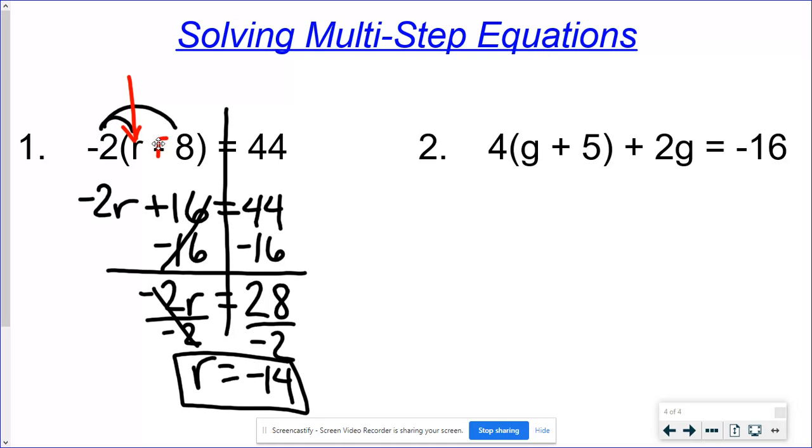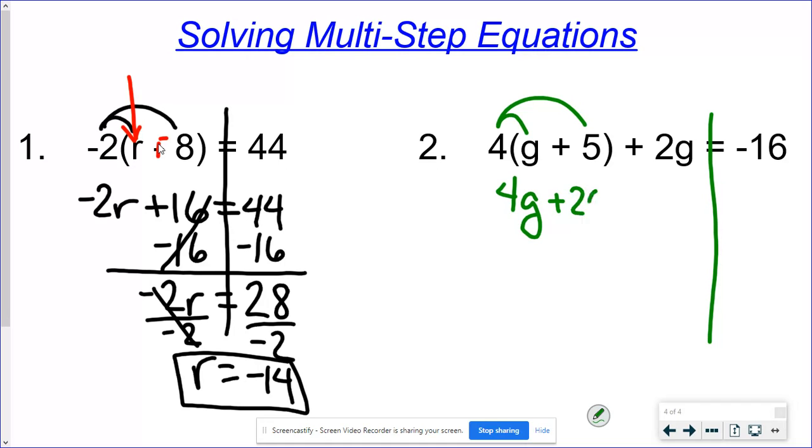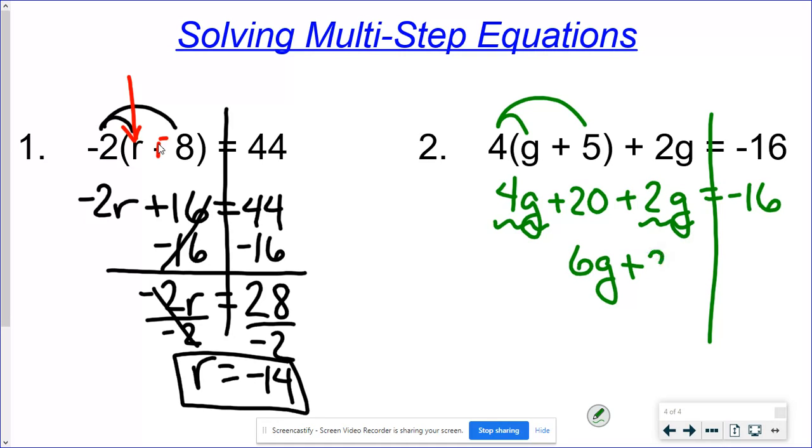And for number 2, doing our distribution, I'm going to have 4g plus 20 plus 2g equals negative 16. This time we have like terms. So I would want to combine those g's together to get 6g. Notice I just combined. I didn't subtract 2g, subtract 2g. They're on the same side. We just combine those like terms.